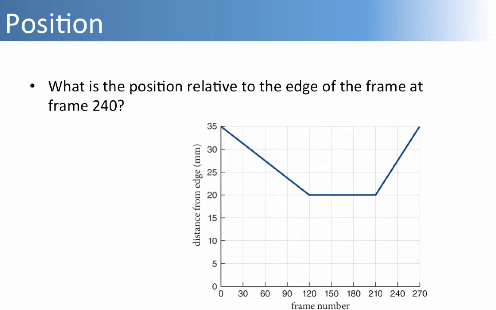So here's a different position versus time graph, and in fact this is an earlier graph. This is distance versus frame number. How would we describe the position relative to the edge of the frame at frame 240? So we look here, we find frame number 240, and we locate where the graph is at this time. And if I made an estimate, I would take that line across to my vertical axis and find that somewhere between 27 and 28 millimeters from the edge of the frame.